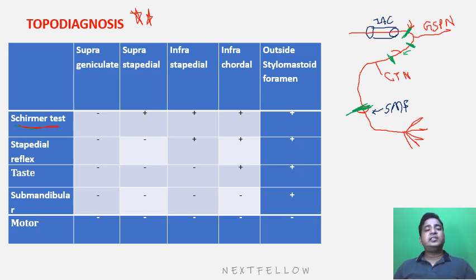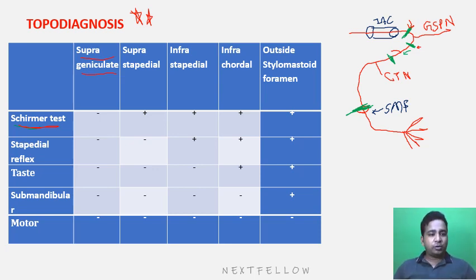But if the lesion is suprastapedial, that is above this level, at this level, or infrastapedial or infrachordal, that means a level below that, in these cases GSPN is still preserved. So lacrimation will be affected only when the lesion is at the level of suprageniculate. Very simple. Just try to recall this diagram. Just make a diagram in your mind, or whenever the examiner wants to ask such questions, just draw a diagram on rough paper, and you can easily solve each and every question without getting any wrong answer.